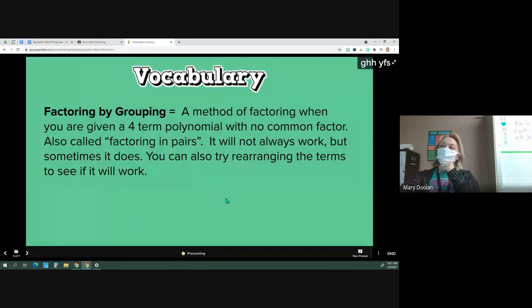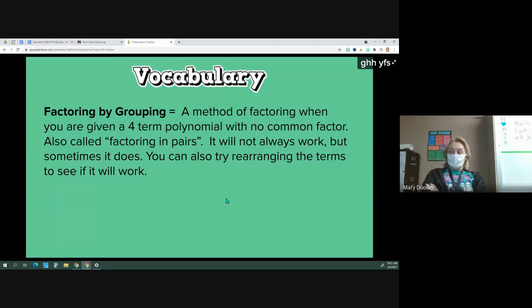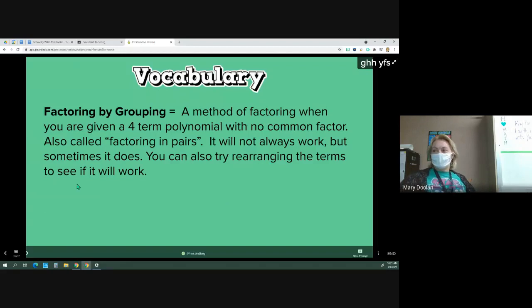And if we want to define what that is, it's a method of factoring when you're given a 4-term polynomial with no common factor. It's also called factoring in pairs because you take these 4 terms and you group them into 2 pairs of 2. It won't always work, but sometimes it does. And you can even try rearranging the terms to see if you can get it to work by grouping. All the problems we're going to work on today are going to work by grouping because I'm trying to teach you a method. So it will work.